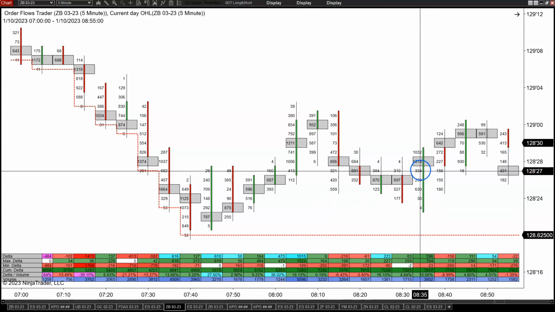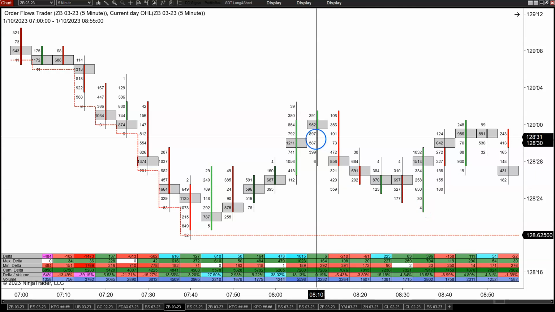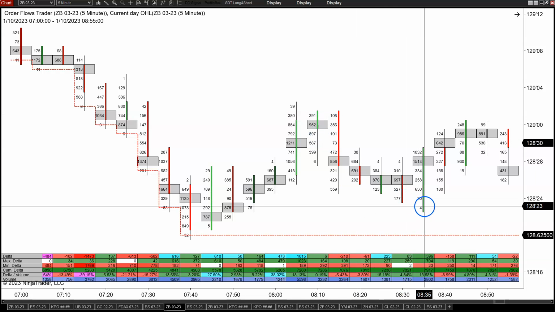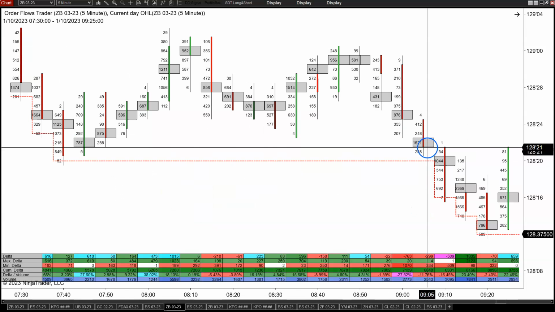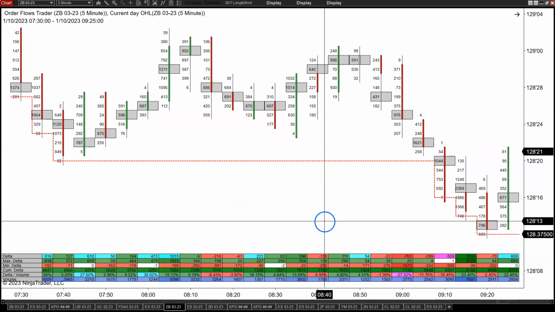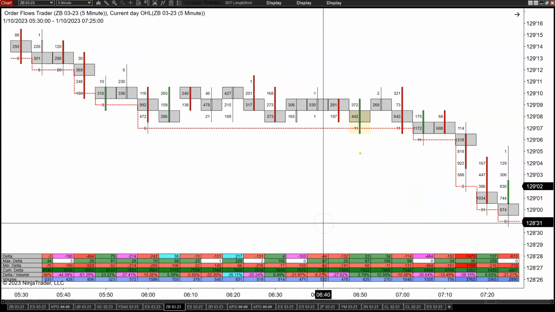But when I start seeing things like this, 4 contracts, right? The market sort of dipped below a level and you trade 4. Well, that's telling me the market was sort of testing down here. Can we go lower? Nope. 4 contracts trade. Market closes back up. I'm always looking for these areas where I'm seeing just light volume.